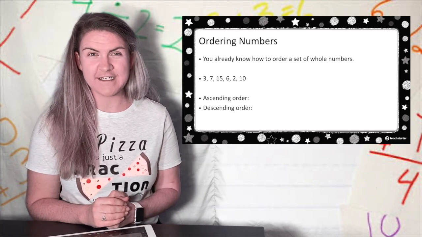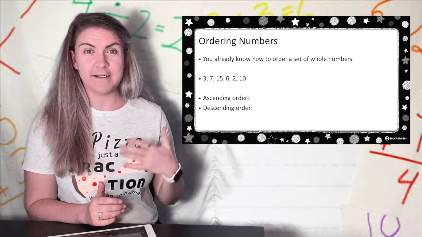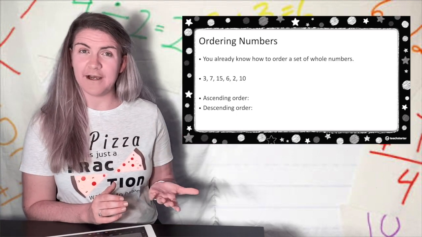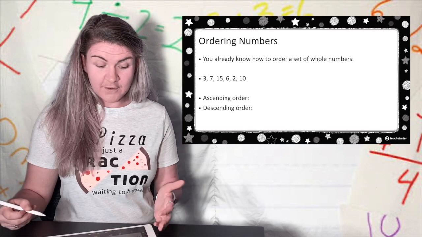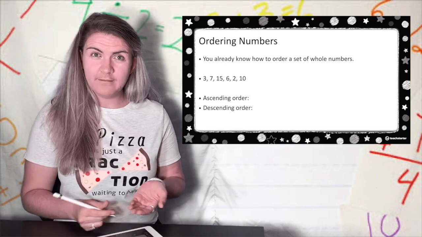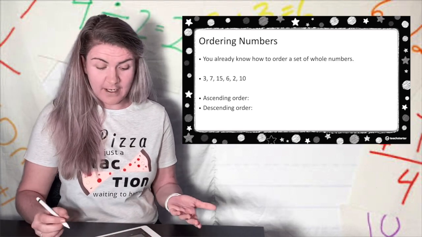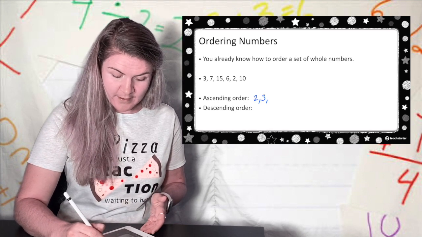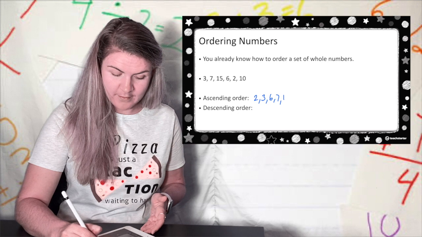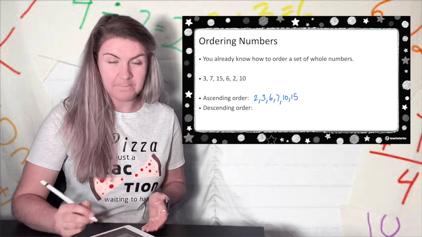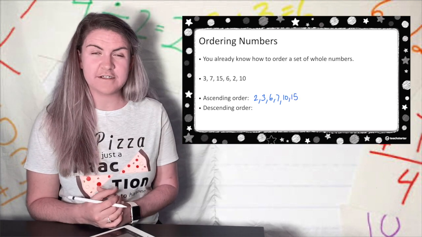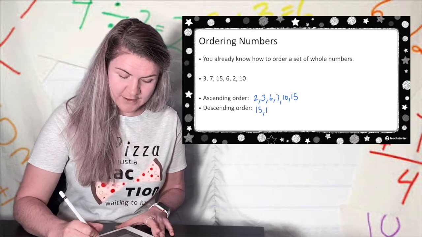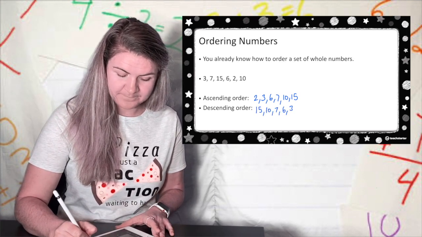words, ascending and descending. Ascending means going up in value, and descending means going down, D for down. So if I had to put these numbers in order, in ascending order, I would start with the smallest number and I would go along until I had them all in order, from smallest to largest. And descending is going down. And obviously that is just the backwards.